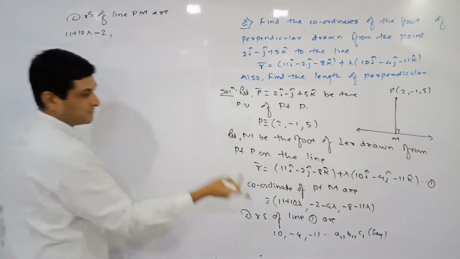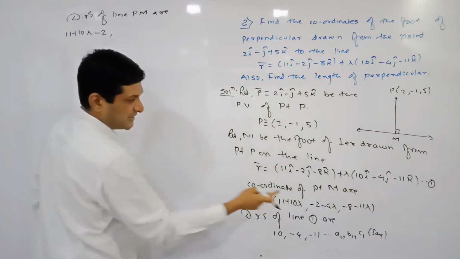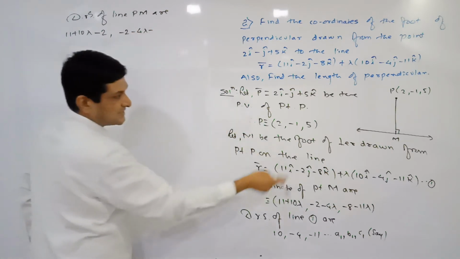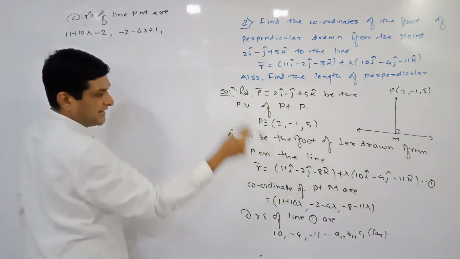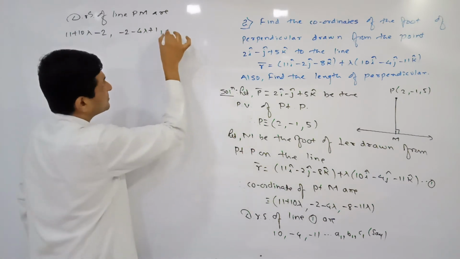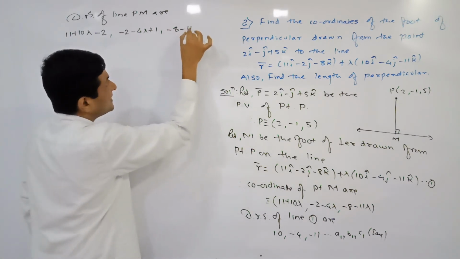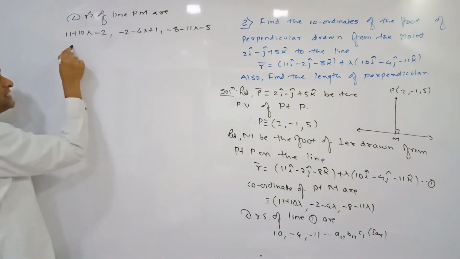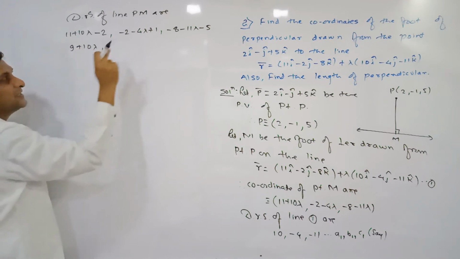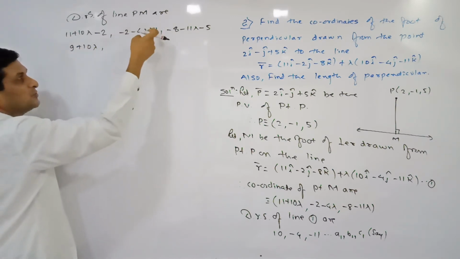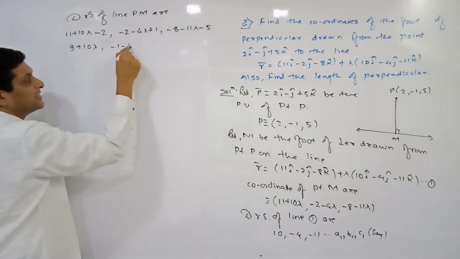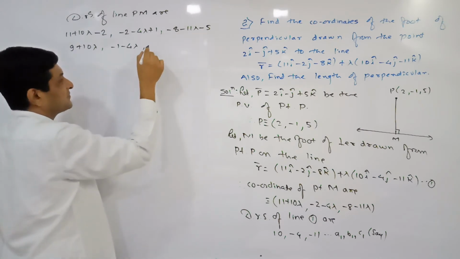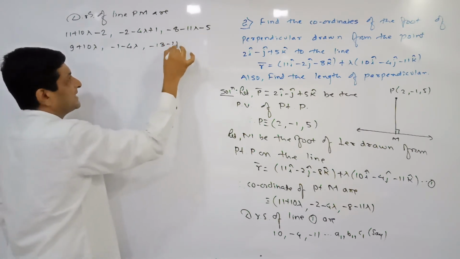So we have applied which result? x2 minus x1. Now y2 minus y1 is -2 minus 4 lambda minus -1, which will become +1. And lastly z2 minus z1 means -8 minus 11 lambda minus 5. Let us simplify it. 10 minus 2 will be 9, so 9 plus 10 lambda. Here -1 minus 2 plus 1 will be -1 minus 4 lambda, and here -8 minus 5 will be equal to -13 minus 11 lambda.